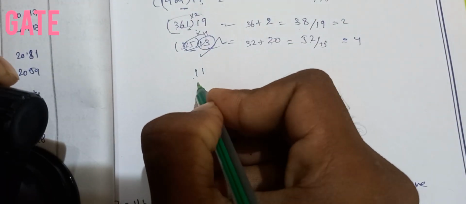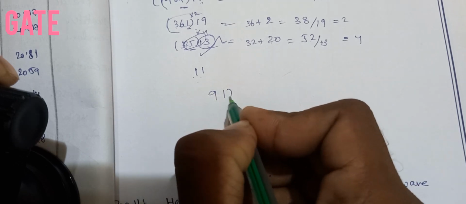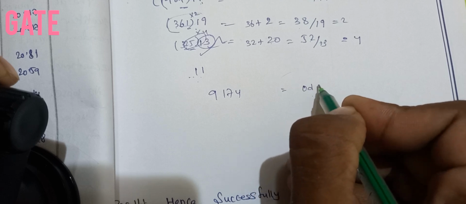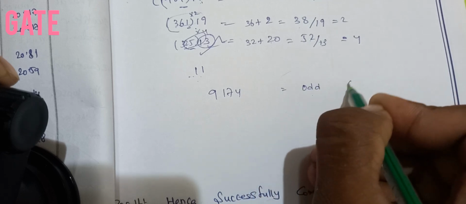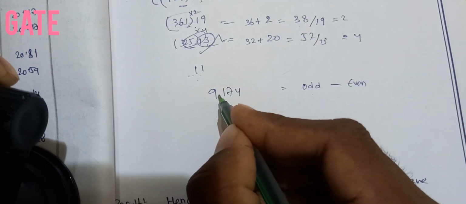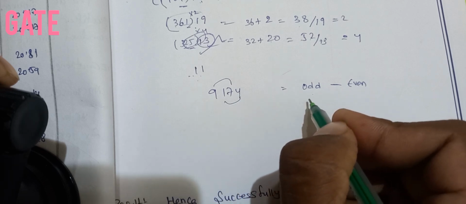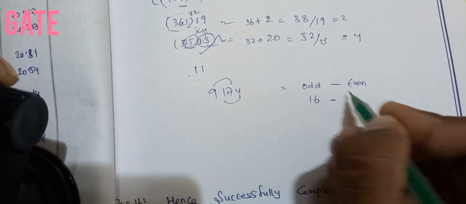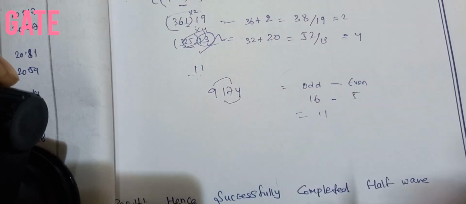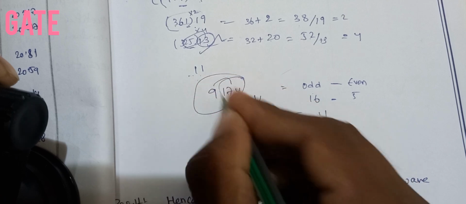The divisibility rule of 11 is somewhat tricky, but somewhat interesting. Let us consider an example 9174. In this divisibility rule, we need to sum all the odd-place digits and sum all the even-place digits. We need to subtract one from the other. Odd means 9 plus 7 is 16, minus 1 plus 4 is 5, gives 11. So the entire number will be divisible by 11.